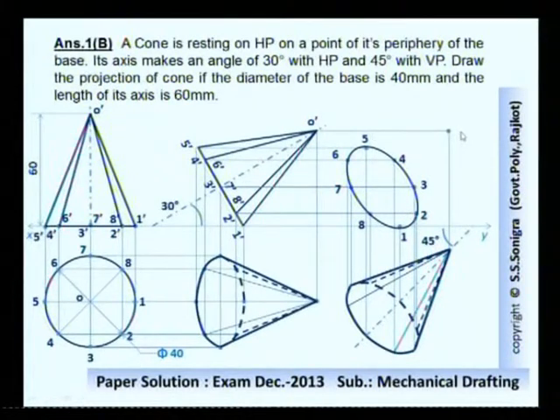Similarly, apex point is here. So join that apex point with this ellipse in such a way that it becomes tangent to this ellipse like this. There should not be any scratches or corner over here. These lines should be tangent to this ellipse. And this is the axis of this cone.